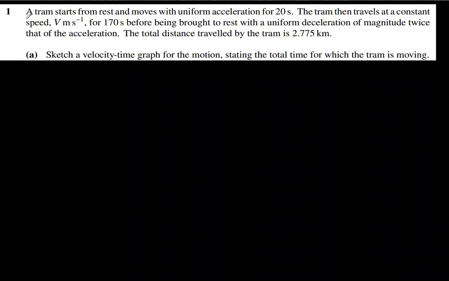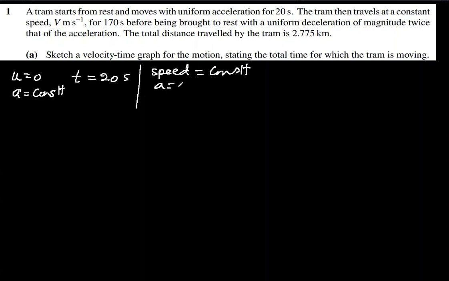Question 1. A tram starts from rest, u is 0, and moves with uniform acceleration. That means acceleration is constant, for 20 seconds. The tram then travels at a constant speed. So there is a second stage where speed is constant. Speed means velocity. It says straight lines, so we can write velocity or speed, it doesn't matter. Constant means acceleration is 0, for 170 seconds.